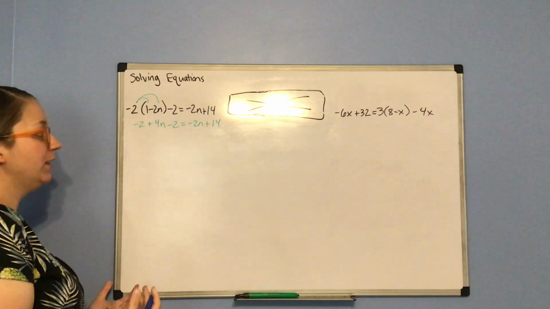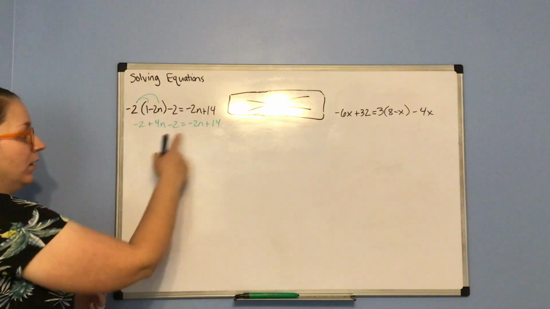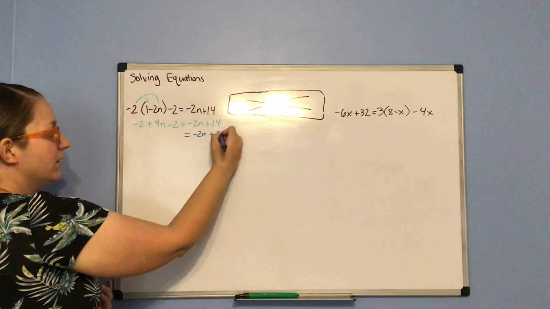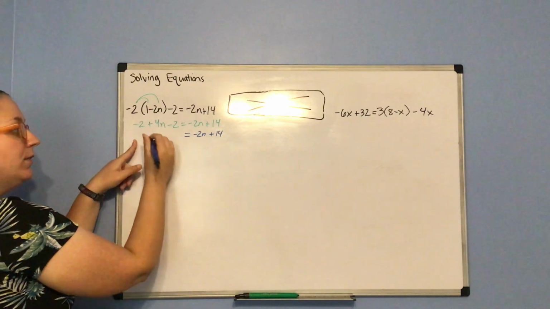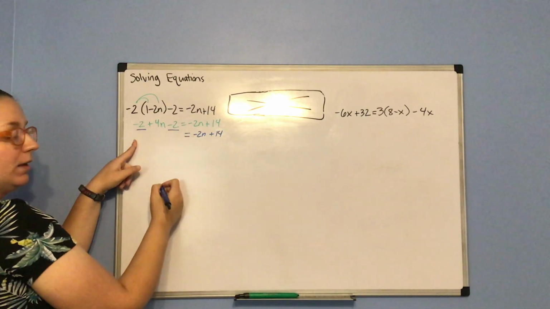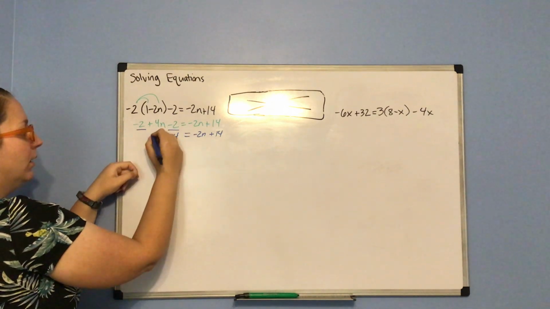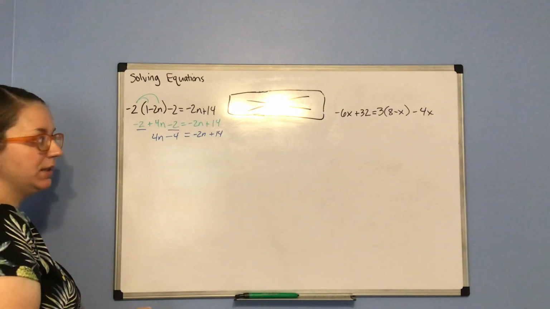Now, do we have any same side like terms? Nothing combines on the right hand side because this has an n, this is just a number. But on the left hand side, I can combine the two negative 2's. Negative 2 minus 2 is negative 4. The 4n part stays the same.